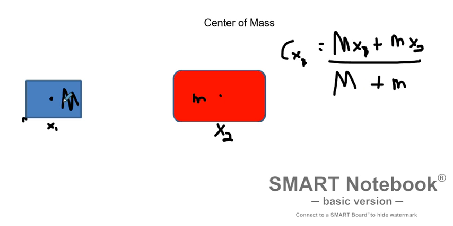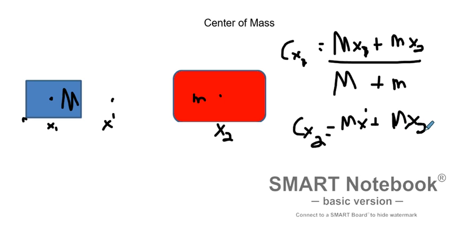Now what if my mass moves? This one's the one that moves and it's located here. I'm going to call that one x prime. It's got a new distance now. So then my center of gravity in the x direction, or center of mass, we'll call this one number 2, will then equal m times x with a prime on it, plus mx2. And of course, we're just going to divide by the same masses, m plus m.